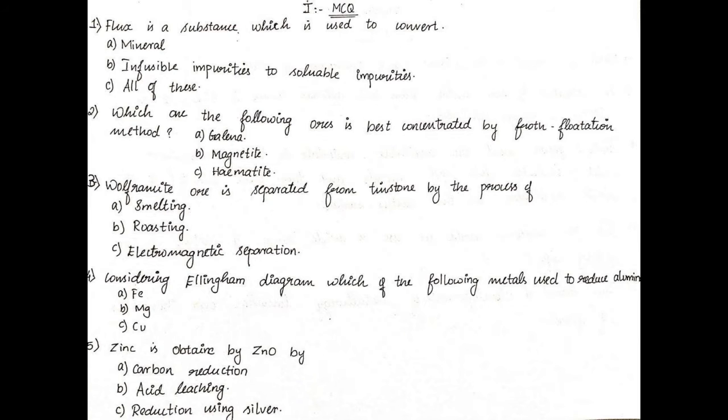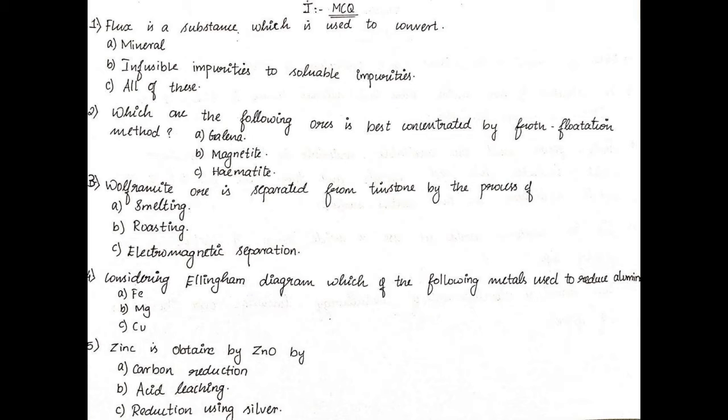Okay friends, let us discuss about the important MCQ questions in metallurgy. First, flux is a substance which is used to convert: option A, mineral; option B, infusible impurities to soluble impurities; C, all of these. Second, which one of the following ores is best concentrated by froth flotation method? Option A, galena; option B, magnetite; option C, hematite.